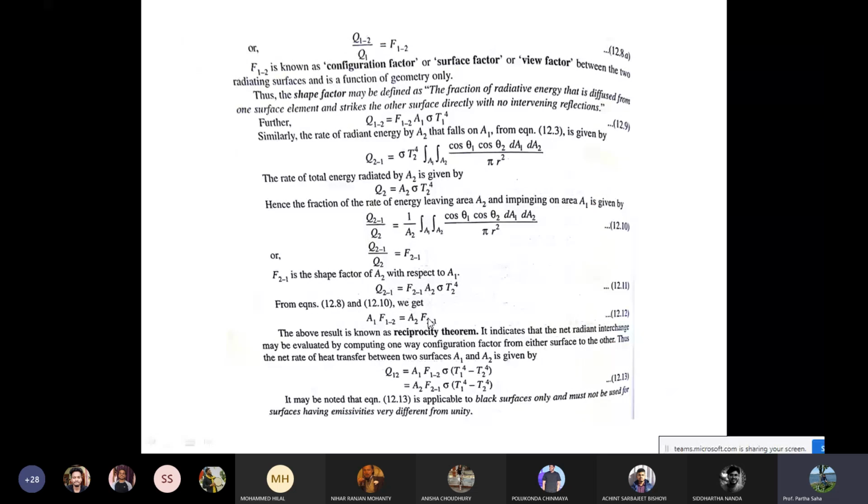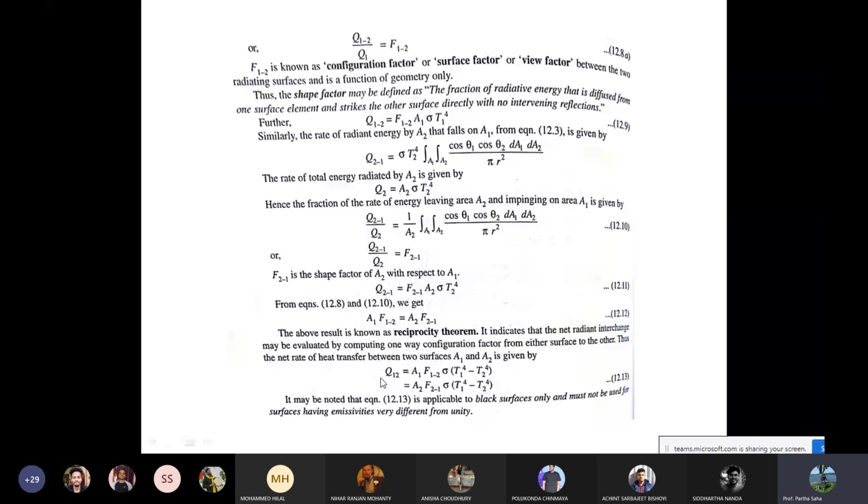This is known as the reciprocity theorem, and it is very useful to solve numericals. It indicates that the net radiation in that interchange may be evaluated by computing the one-way configuration factor from either surface to the other. The net rate of heat transfer between two surfaces is given by either Q12 or Q21 by this formula. Q12 or Q21, both are same.